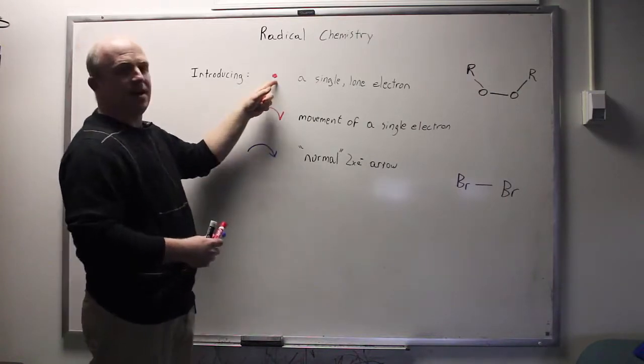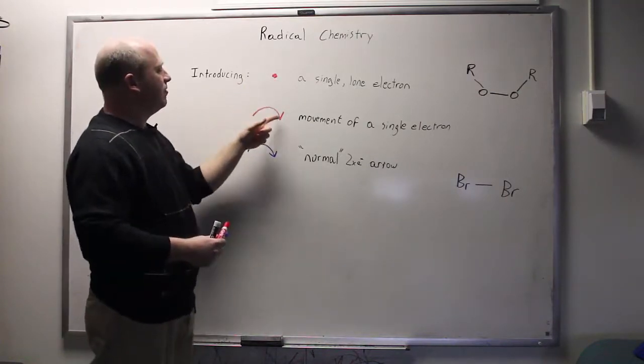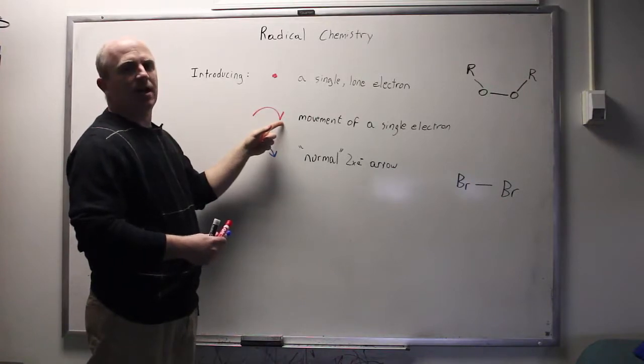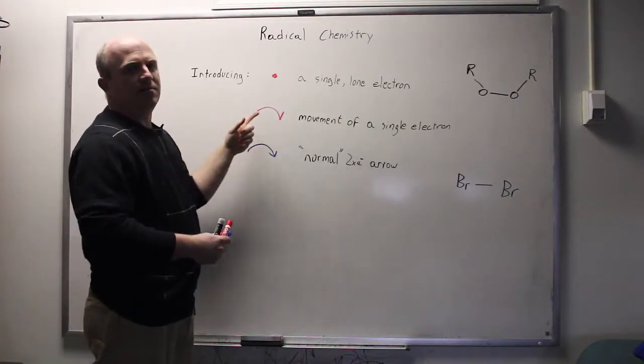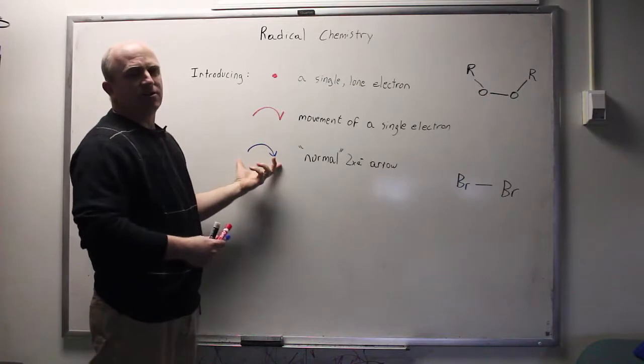So 1 electron at a time is represented by a dot, and arrows involving 1 electron at a time have a single head on them. A single-headed arrow is the movement of a single electron, as opposed to the arrows you're more familiar with.